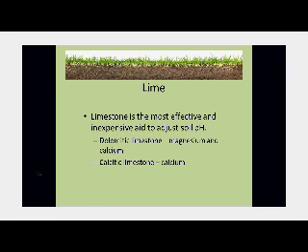Okay, when we need to adjust our pH to raise it up to a level that we need to make it more alkaline, limestone is the most effective and inexpensive way to do that. There are two major types of liming products. You have your dolomitic limestone, which consists of magnesium and calcium. Then you have your calcitic limestone, which is strictly just calcium.